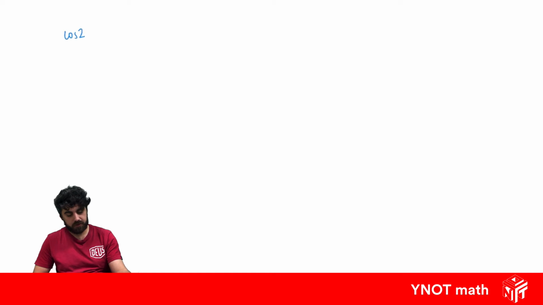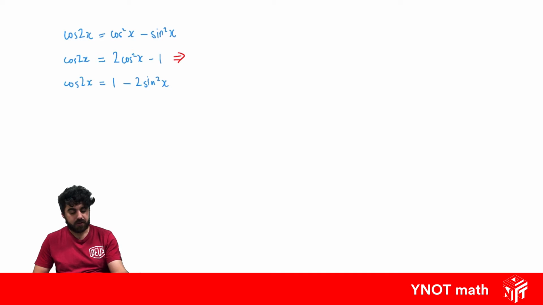So we know that cos 2x equals cos squared x minus sine squared x. And it also equals 2 cos squared x minus 1 and 1 minus 2 sine squared x. Let's make cos squared x the subject in one of the equations and sine squared x the subject in another. In this one, if we make cos squared x the subject, we'll add 1 to both sides and then divide by 2.